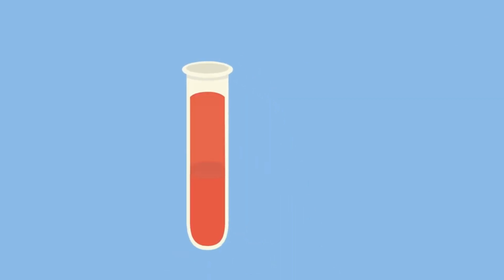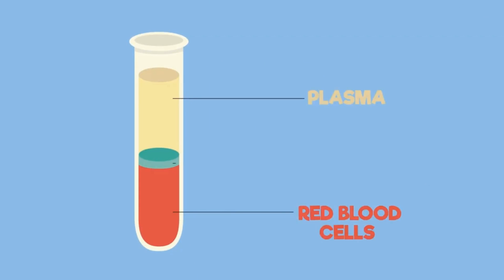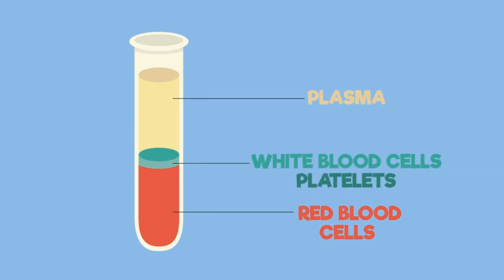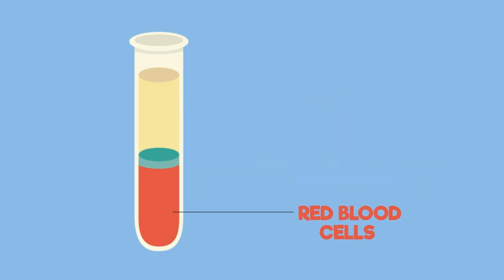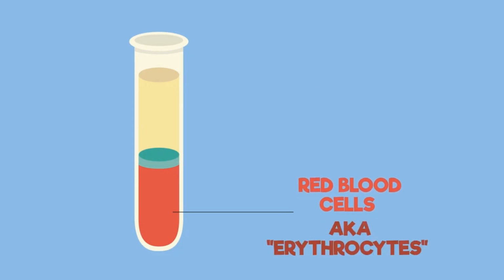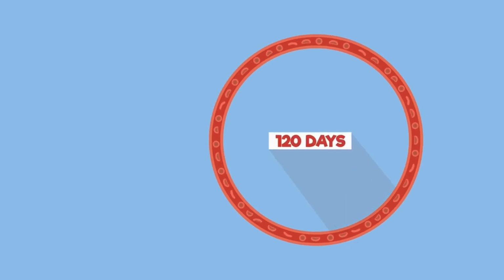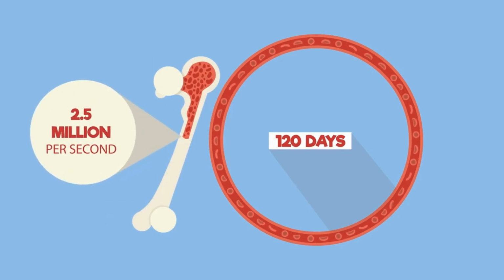Your blood is made up of plasma, red blood cells, white blood cells, and platelets. In this video, we will look at the red blood cell. These are also known as erythrocytes. And you have a lot of them. In fact, in just one drop of blood, there are about 5 million red blood cells. They only live for 120 days in your bloodstream, and every second your body makes 2.5 million new red blood cells to replace old, dead cells.